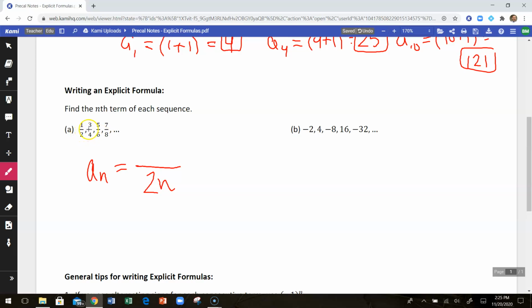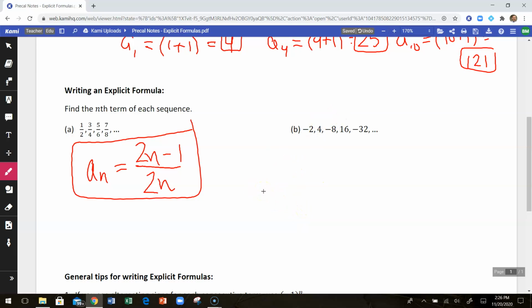On top, 1, 3, 5, 7, 9, and so forth. Those are all the odd numbers, starting with 1. So that's going to be 2n minus 1. If I plug in 1, I get 1. 2 would give me 3, and so forth. So my explicit formula is (2n minus 1) divided by 2n. So that is the formula that I can plug 1, 2, 3, 4, and so forth into and get the value for that term.